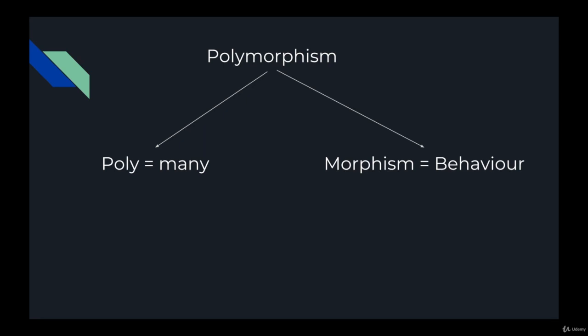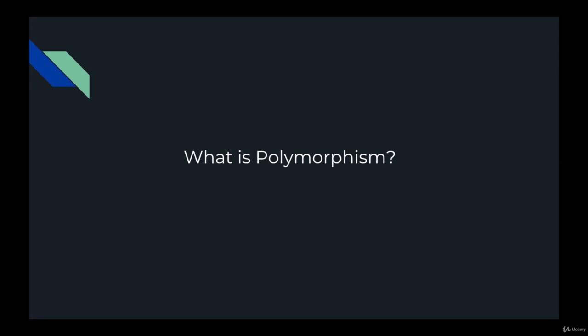Polymorphism is a Greek word wherein poly means many and morphism means behavior. So it means many behaviors. So what is polymorphism? Polymorphism is nothing but the ability of an object to take more than one form or behavior. Now what does it mean?